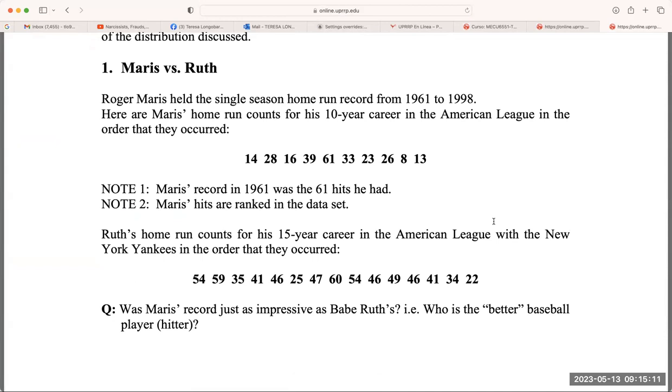And the most important thing there is that you find that Ruth's data is more consistent, represented by a symmetric distribution. Whereas Maris is right skewed with one oddball. 61.